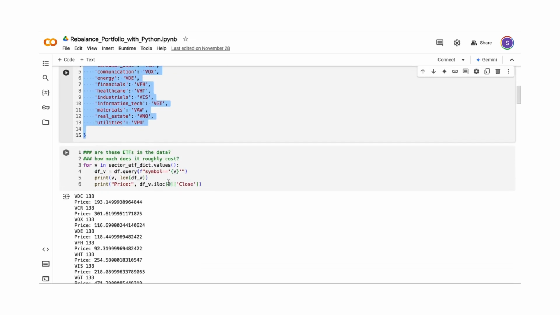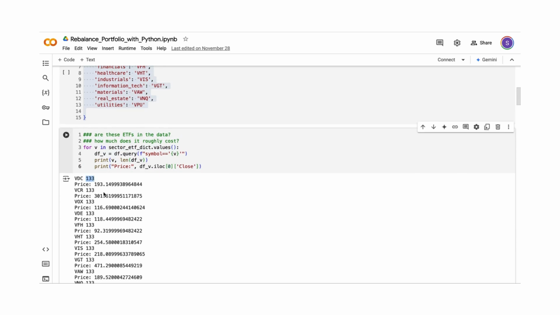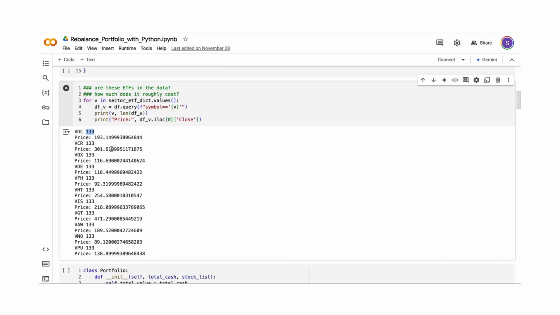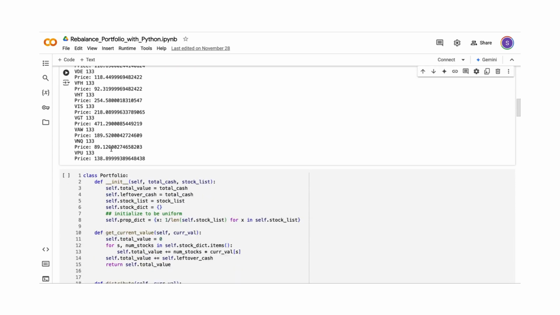And then first I want to check if these ETFs are in the data. They all have about 133 days of data for each of these ETFs. So I am assured that these ETFs are in my data, so that I can get reliable daily data for these ETFs.